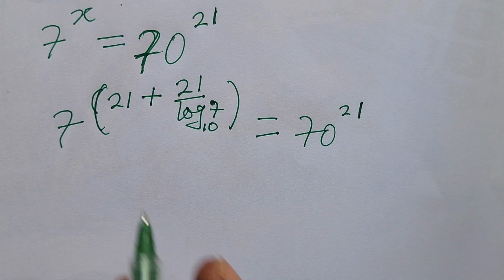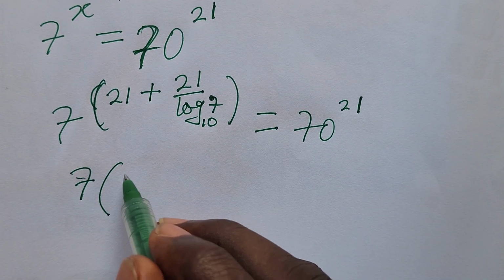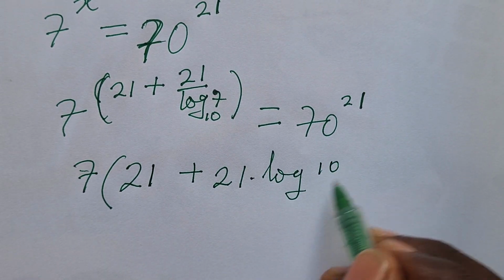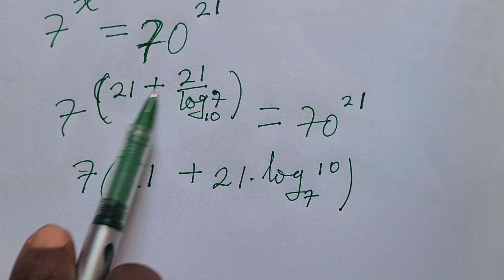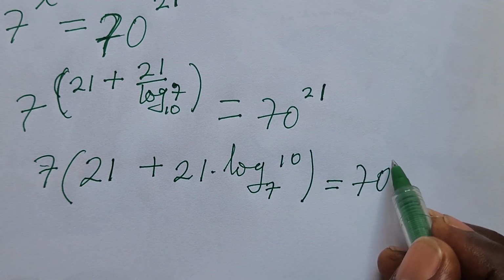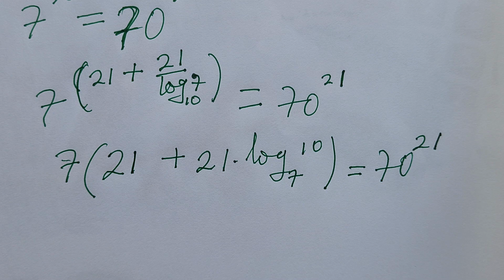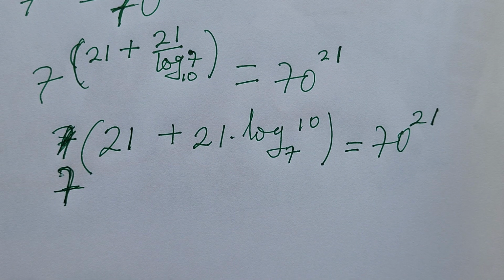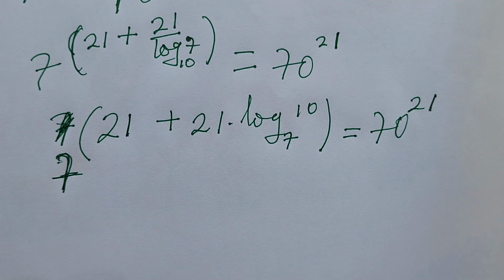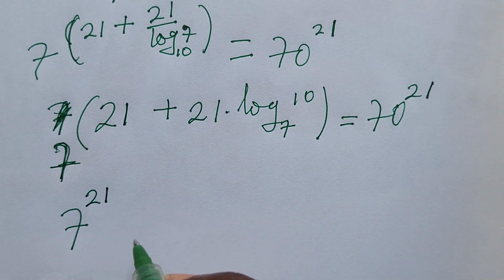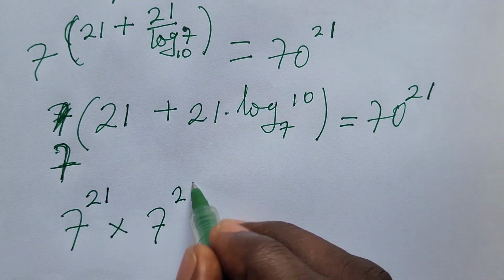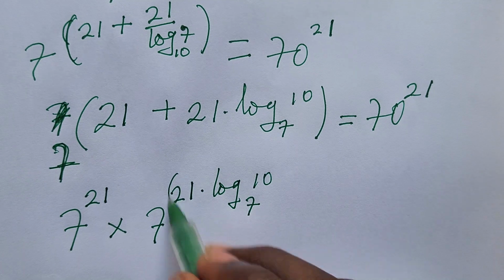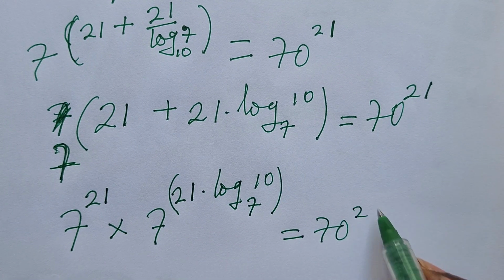So we can now rewrite the whole of this as 7, bracket open, 21 plus 21 times log 10 base 7, close bracket. What we have here now is the same thing as this, everything equal to 70 to the power of 21. Easy, right? Good. Sorry, this is not a product, this is the base here. So, according to the laws of indices, we can rewrite this expression as 7 to the power of 21 times 7 to the power of 21 times log 10 base 7. Let's put this in bracket, everything equal to 70 to the power of 21.